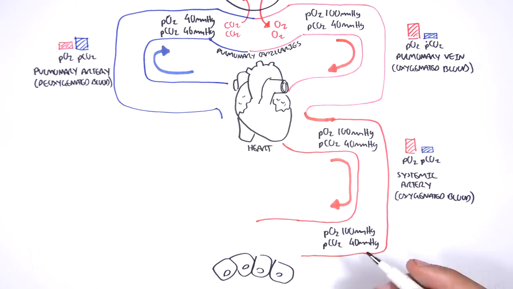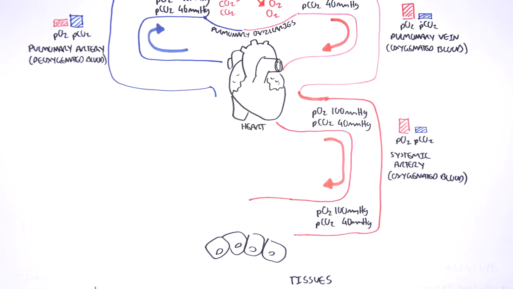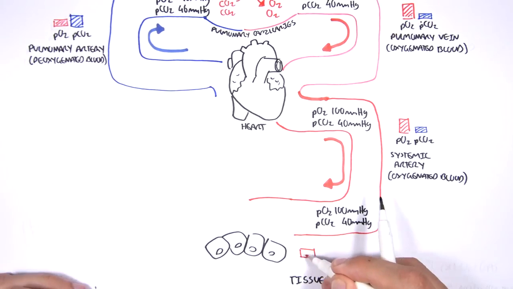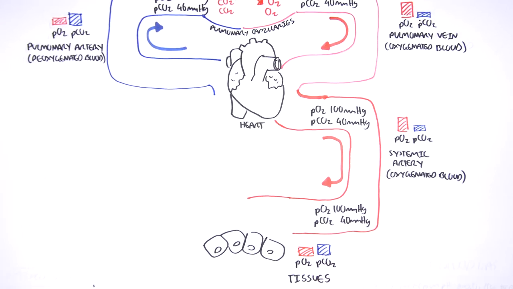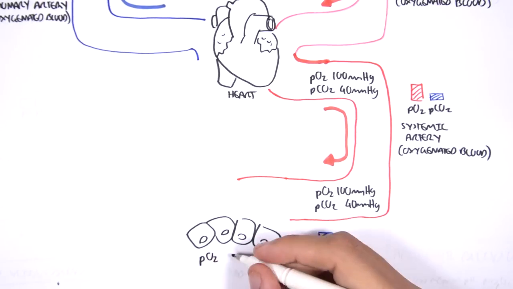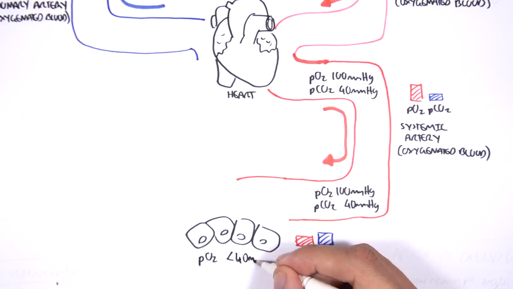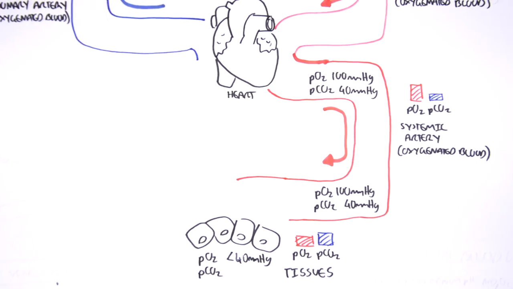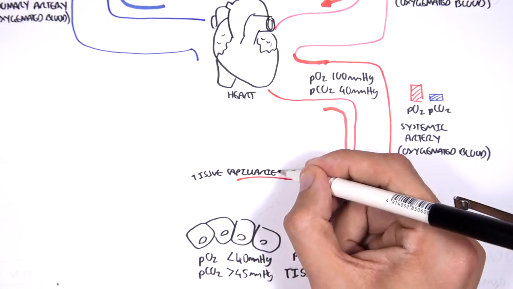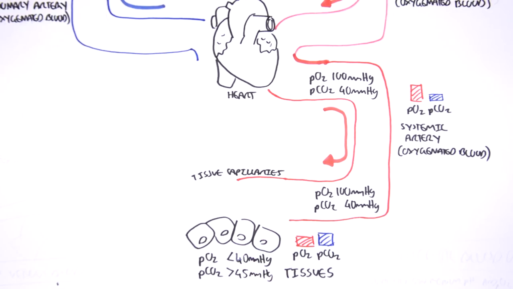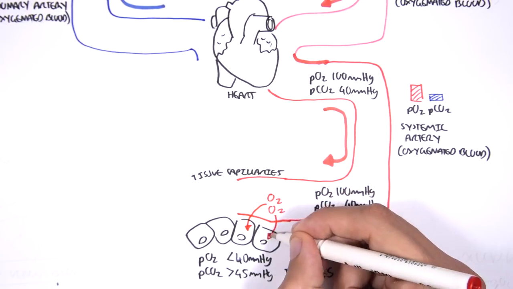The tissues, on the other hand, have a slightly lower partial pressure of oxygen compared to the partial pressure of carbon dioxide. The partial pressure of oxygen is less than 40 millimeters mercury in the tissues, and the partial pressure of carbon dioxide is greater than 45 millimeters mercury here. And remember that gases move from an area of higher concentration, higher partial pressure, to an area of lower concentration, lower partial pressure. So as a result, oxygen will move from the blood into the tissues.